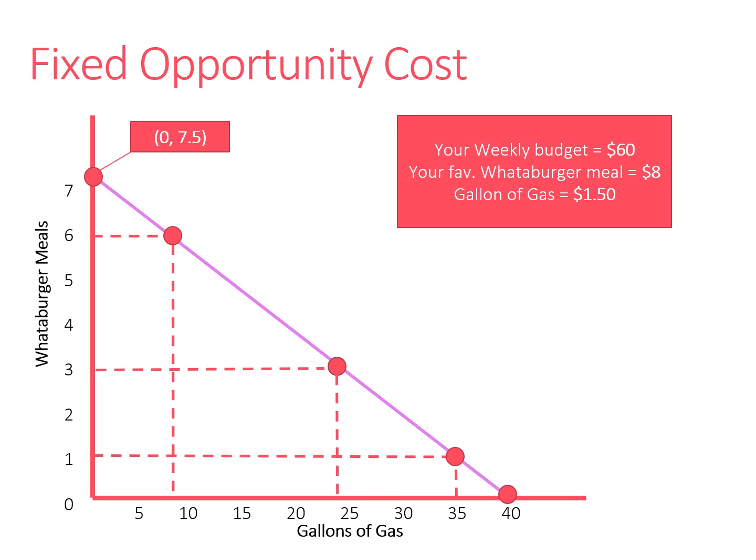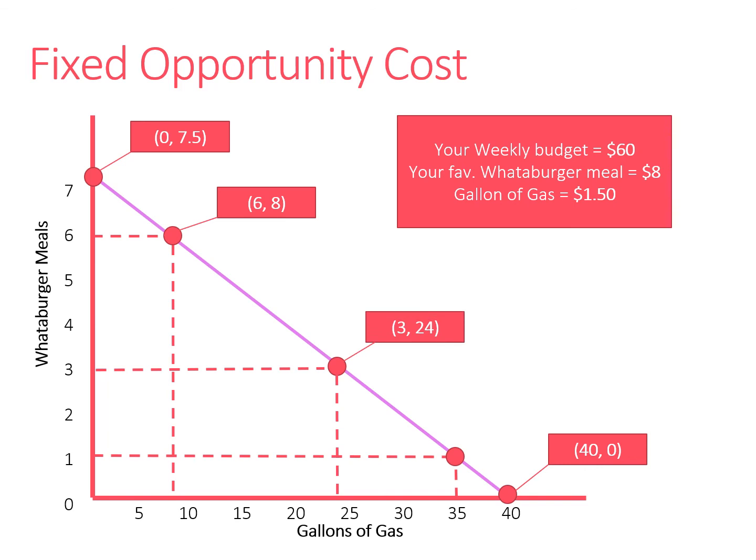Okay. Keep in mind, you could also save your $60. Another possibility is you could spend all your money on gas, right? You could get 40 gallons of gas for $60. And so maybe that fills your whole tank for the week, okay? And there's other possible consumption possibilities in between, right? Like maybe you could eat at Whataburger 6 times and buy 8 gallons of gas. Or you could eat at Whataburger 3 times and get 24 gallons of gas. Or you could eat at Whataburger just 1 time and you could get 34.67 gallons of gas.